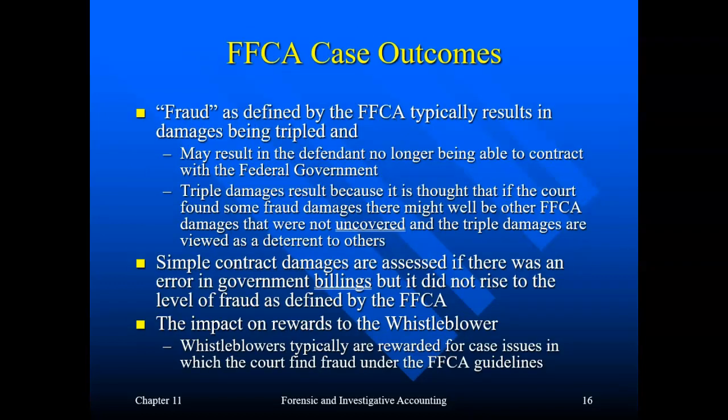Now, in the final slide, it says fraud as defined by the FFCA typically results in damages being tripled. So you might have triple damages here. It may also result in the defendant no longer being able to contract with the federal government. And these triple damages are assessed because they might think, well, we found some fraud, there could be more, and we want to show this as a deterrent to others. In the second point, there still could be damages, but they might not rise to the level of being fraud. If not, the government would claim back those damages, make the person pay, but you probably would not have the triple damages as you would if there was fraud.